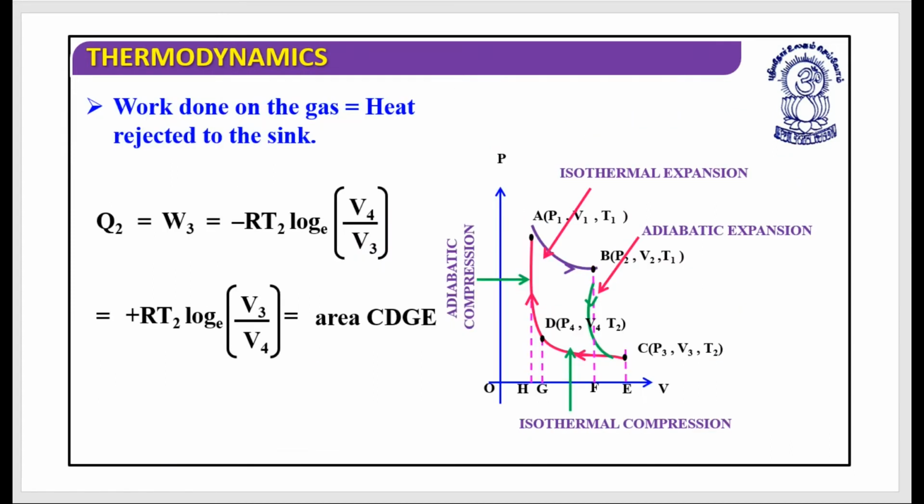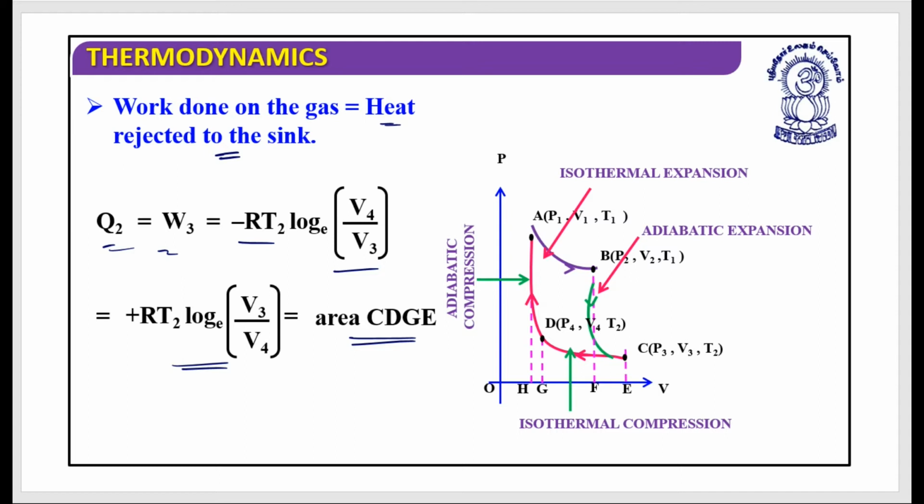The work done on the gas, or the heat rejected to the sink, can be given as minus RT2 into log V4 by V3 to the base e, or if I want to write it in plus, RT2 into log V3 by V4 to the base e. We can say this is the area of CDGE.